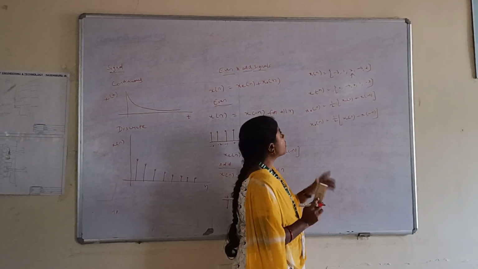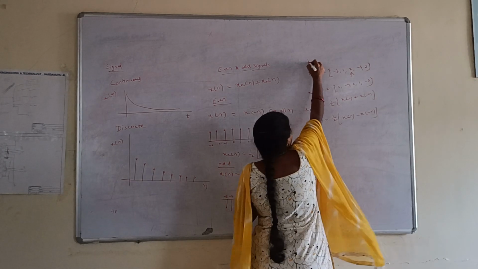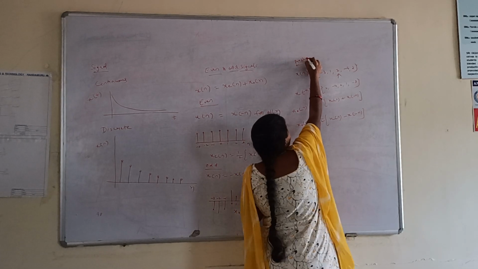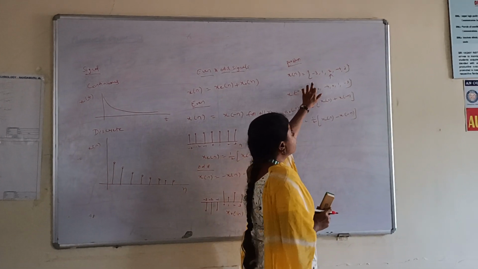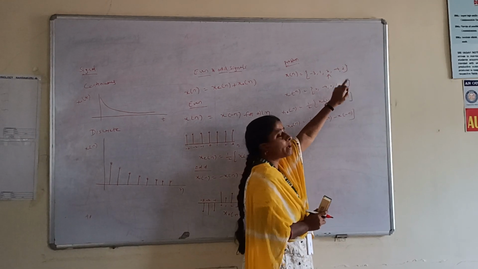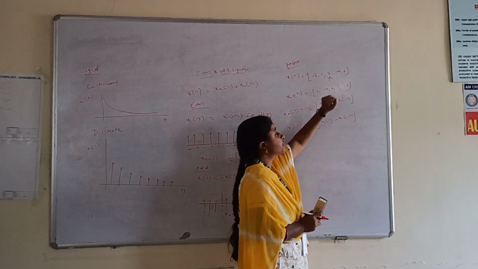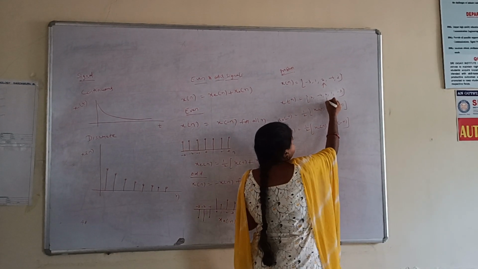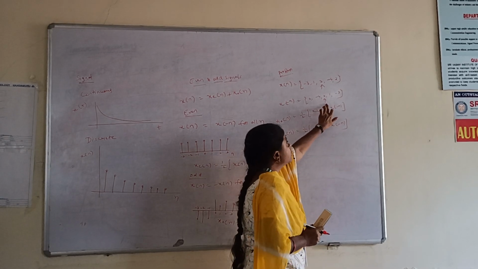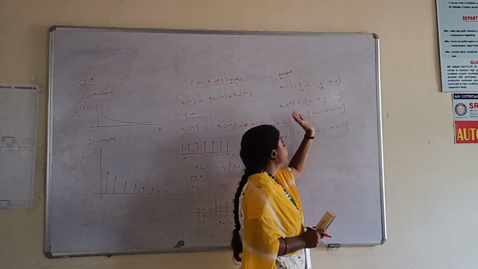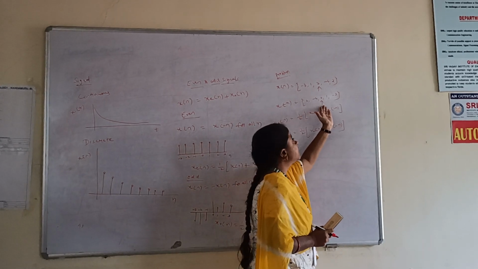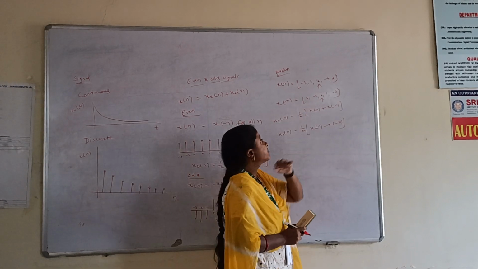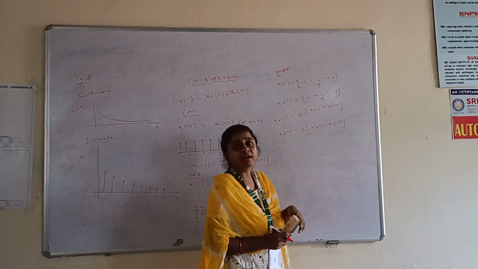So let us consider a small problem here. Let us take x of n, the sequence -3, 1, 2, -4, 2. Here the arrow represents the origin. And the x of -n sequence will be written like this. The origin sample will not change, but if you write x of -n, then the terms on the left hand side come to the right hand side, and the terms on the right hand side come to the left hand side.